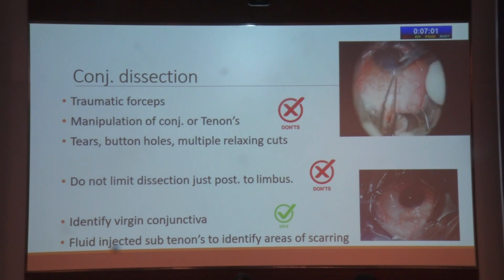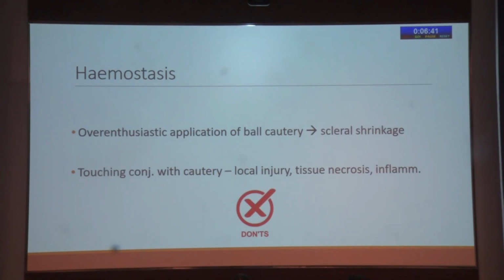If it's a case of prior surgeries done, identify the virgin conjunctiva, and this you can do either in the pre-op period or on table, injecting fluid sub-Tenon's to identify the areas of scarring and see whether the conjunctiva is free and getting elevated and where it is fibrosed and adherent, and which are the sites you would want to avoid for your surgery. For hemostasis, over-enthusiastic application of the cautery should be avoided, and also see that your cautery does not touch the conjunctiva, because all this will cause tissue injury, necrosis, scleral shrinkage, and inflammation.